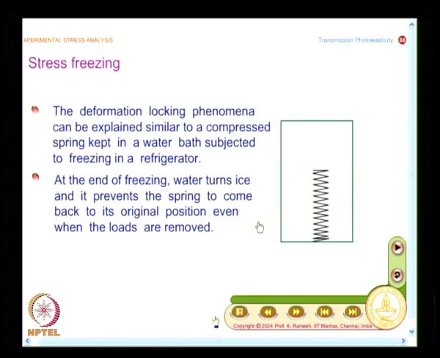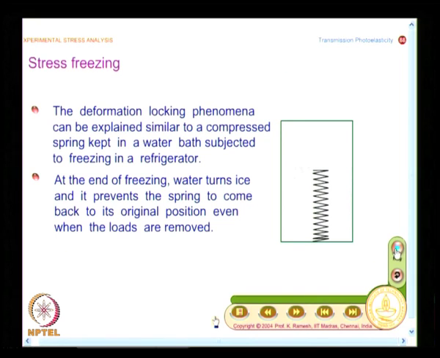And something similar to that happens in the epoxy, and we will not just stop at explaining the process, I will also show by making a cut in the model. The essential stress distribution is not disturbed if you cut it very carefully. If you cut it very carefully, the stress locked in will not get disturbed. And what do you have here?